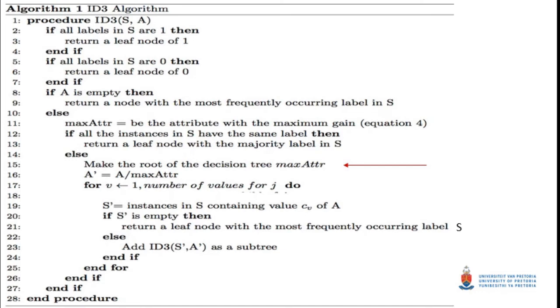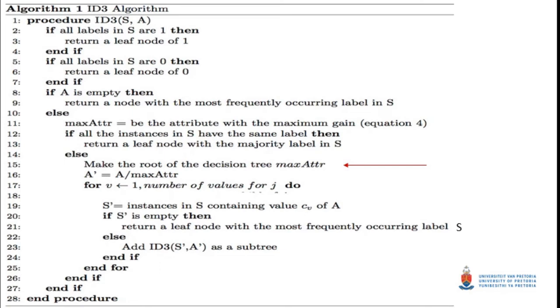So once you've decided that there aren't any errors in your data, and you've got a data set you can actually create a decision tree for, the first thing you do is make the root of that decision tree max att. After we've created the root, we don't want to consider that attribute anymore because we've already found a place in the tree. So we then look at A dashed, which is the original set of attributes excluding max att. We then go through each value of that attribute.